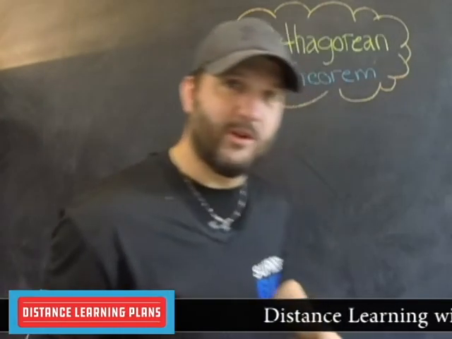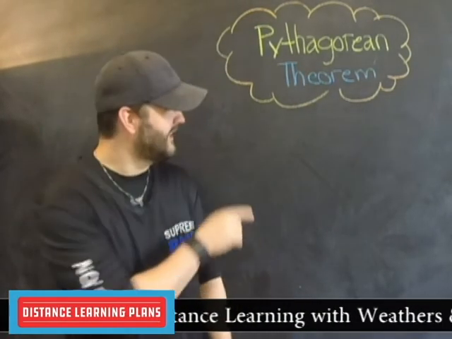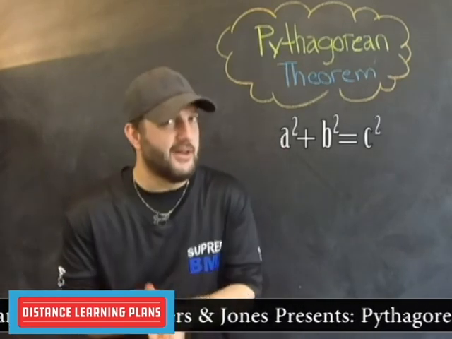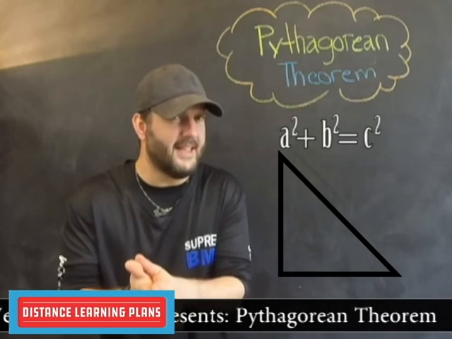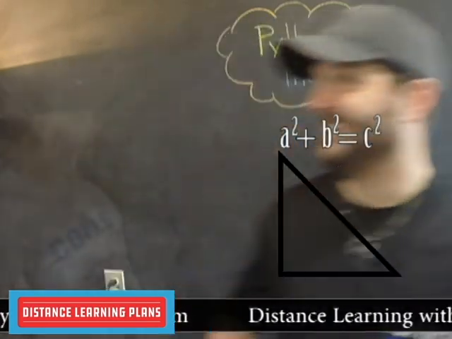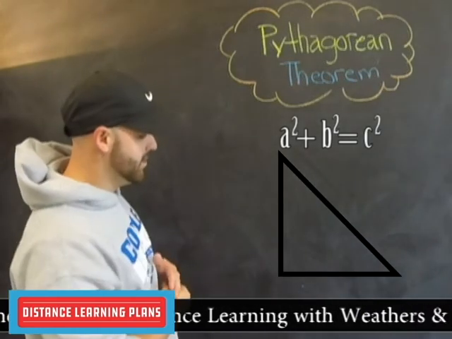Alright, today's lesson we're going to talk about the Pythagorean theorem, which looks like this. Now this theorem is going to be really useful when dealing with right triangles. If you forgot what a right triangle looks like, well, it kind of looks like this, right here. Alright, clearly every triangle has three sides.